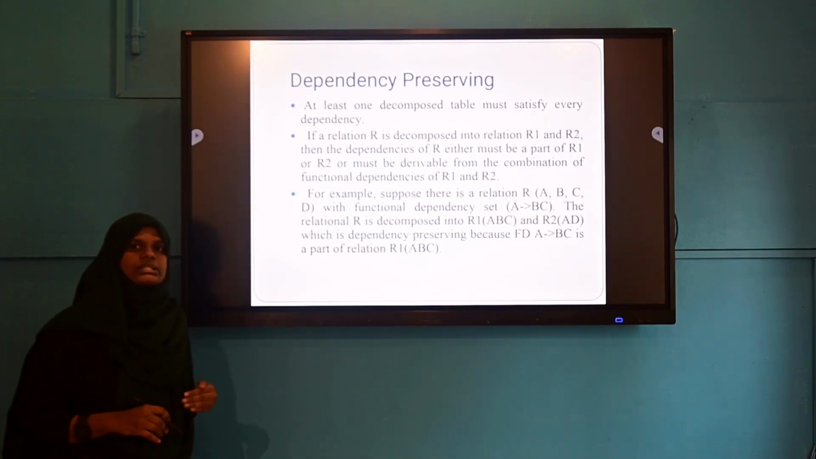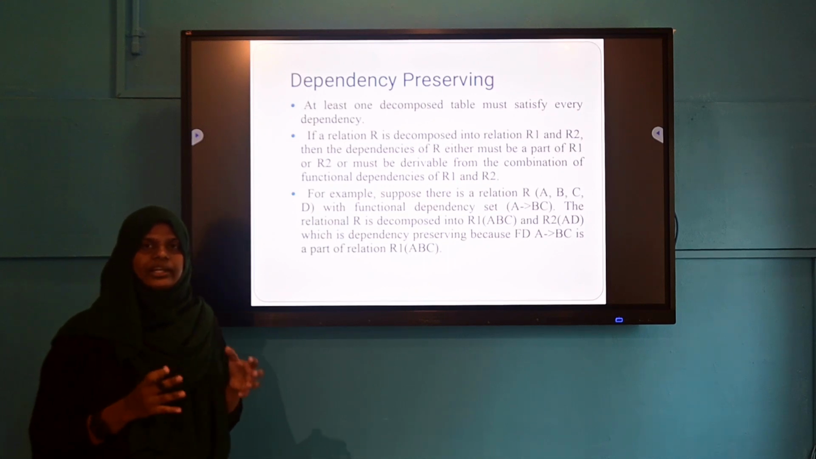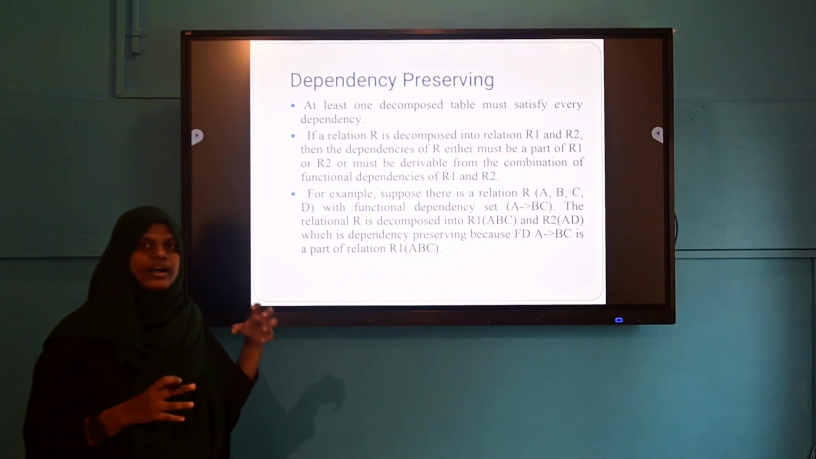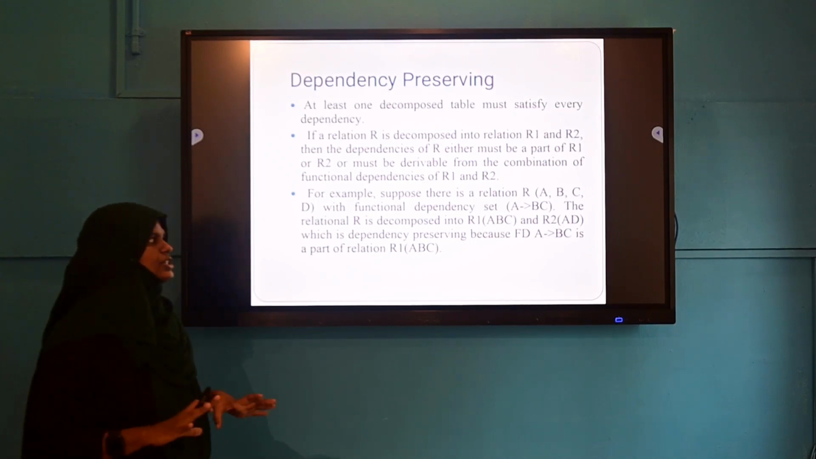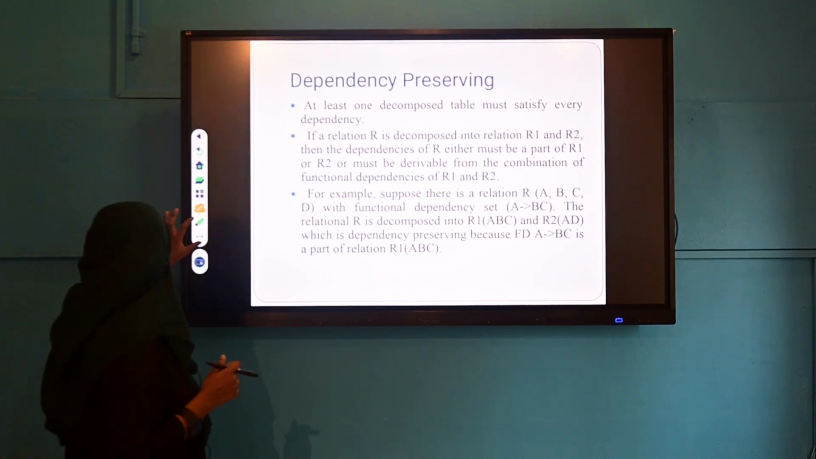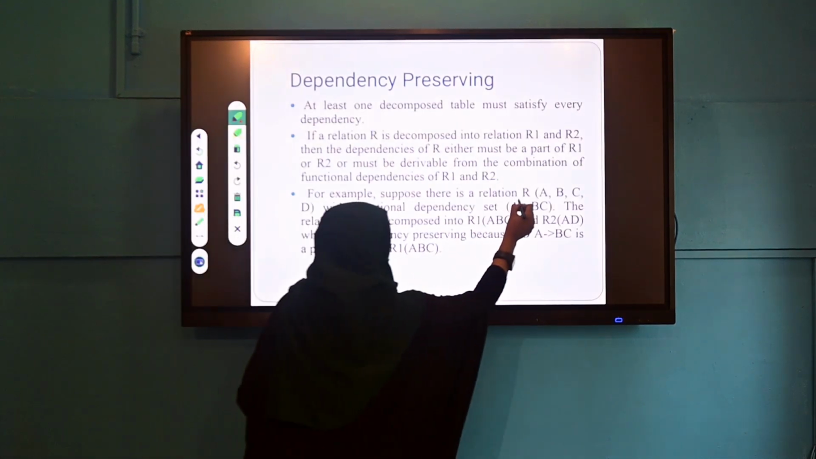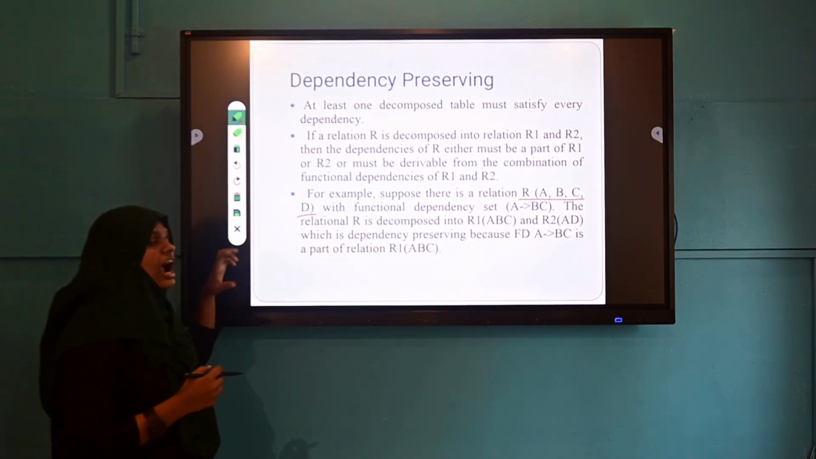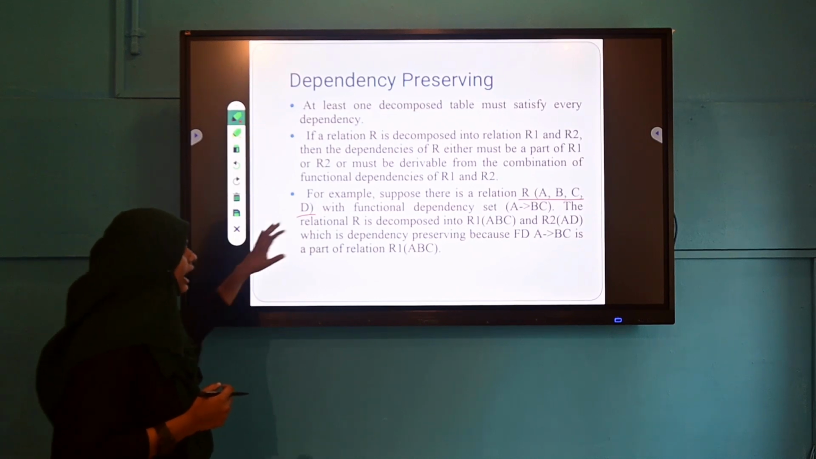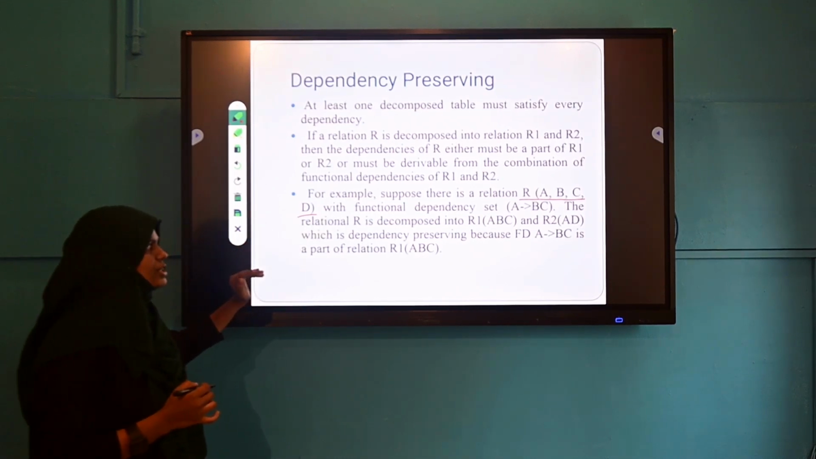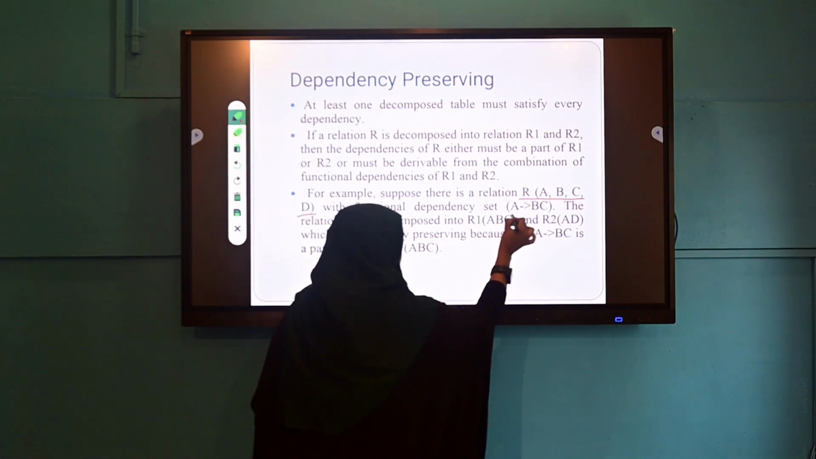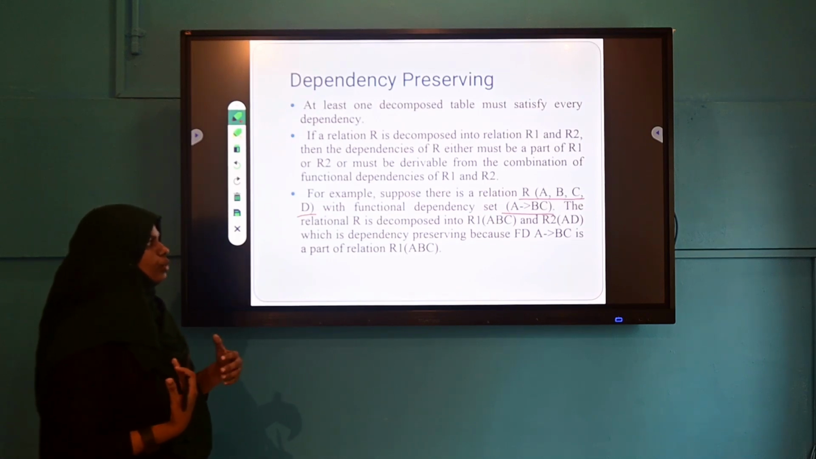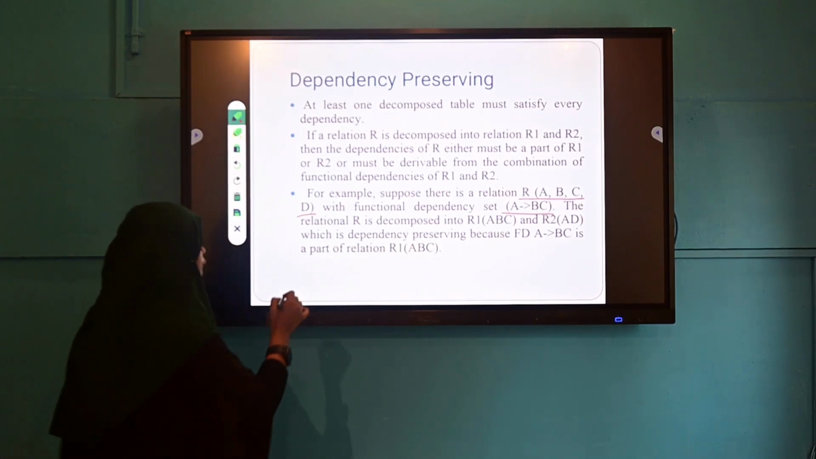Dependency preserving. Dependency preserving means when we are decomposing a relation into smaller relations, we have to ensure that all dependencies that exist in the larger relation should be in the smaller relations also. For example, we have a relation R(ABCD). That means relation R has 4 attributes A, B, C, D, and that relation holds a functional dependency A gives BC. Then we decompose the table R into 2, R1 of ABC and R2 of AD.